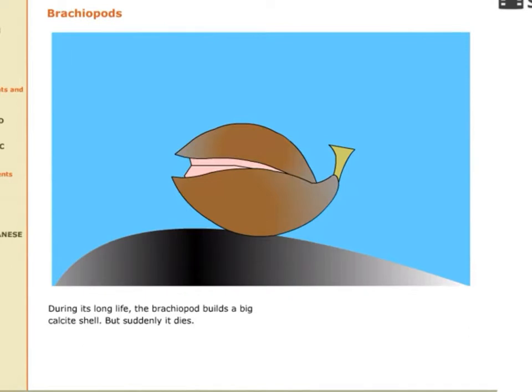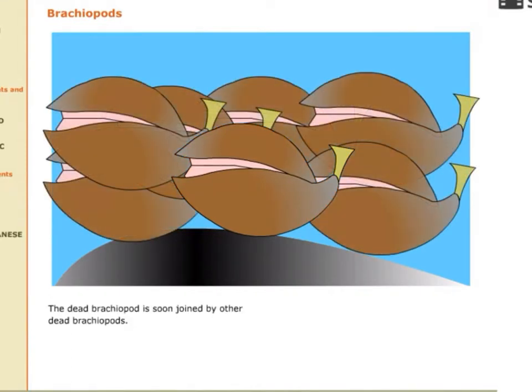So he's going to be joined by all the other brachiopods. So they're going to create layers. So let's see those layers form. So here's more brachiopods. So they're joined by others. They've created at least 2 layers in this image, this animation so far.